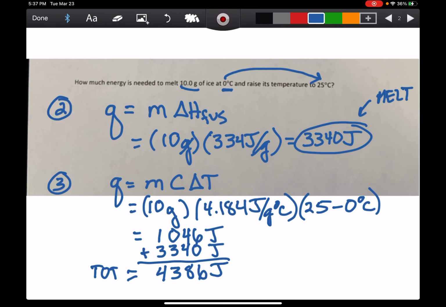All right, guys, so now you're going to do your assignment and work on some of those problems. Again, keep your skeleton notes out of your heating curve. Figure out where you're starting on the curve and where you need to go to and what formulas you need to use.